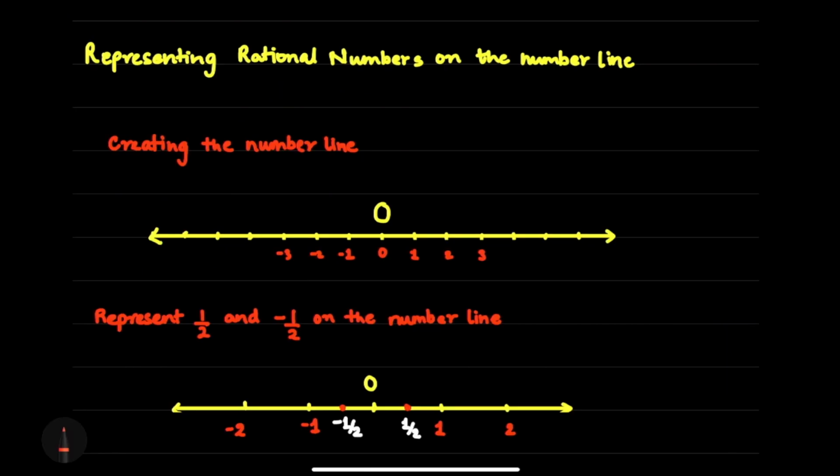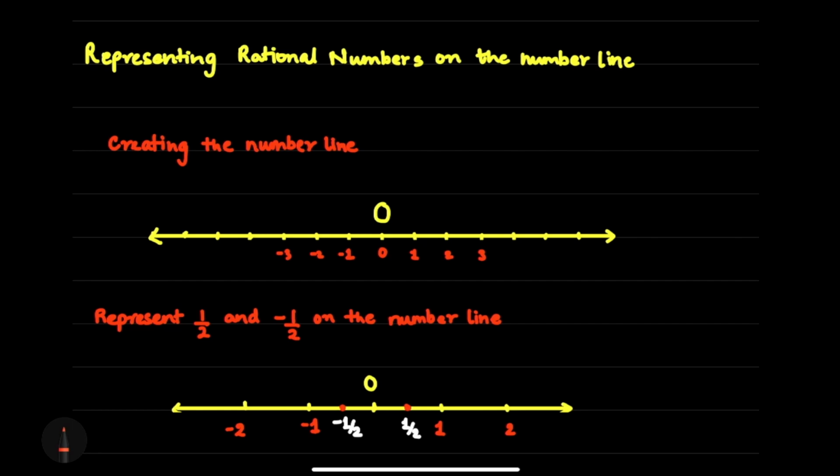So now we come to the final section of our chapter on rational numbers, and this is representing rational numbers on the number line. In the 7th class, you've already learned the process of representing rational numbers on a number line, and let us now review it.